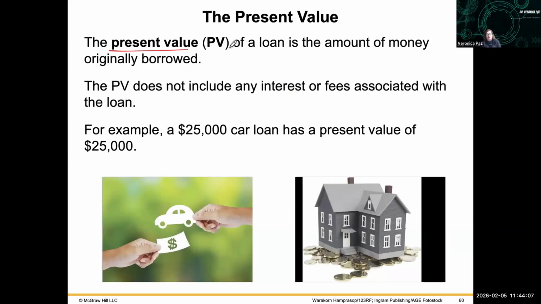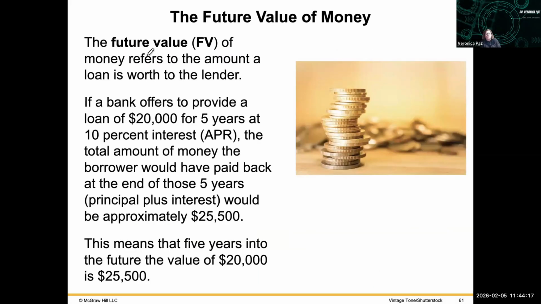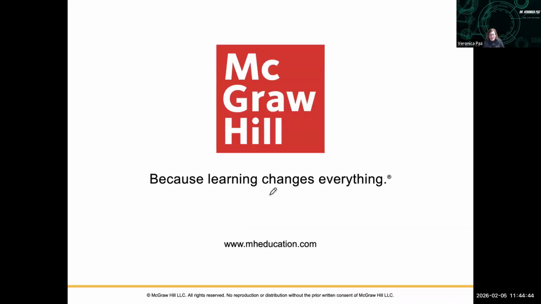A present value of a loan is basically the amount of money that you borrowed. If you have a $25,000 car loan, then your present value is $25,000. The future value is the amount of the loan that is worth to the lender. If you borrow $20,000 for 5 years at 10%, then when we do the calculations, the future value will be $25,500, which is what you're paying for that loan. For those 5 years, you're paying $5,500 to the lender for allowing you to borrow that money. Excellent. You made it. Look at that.